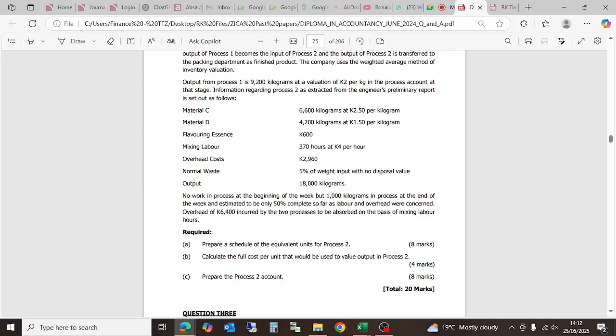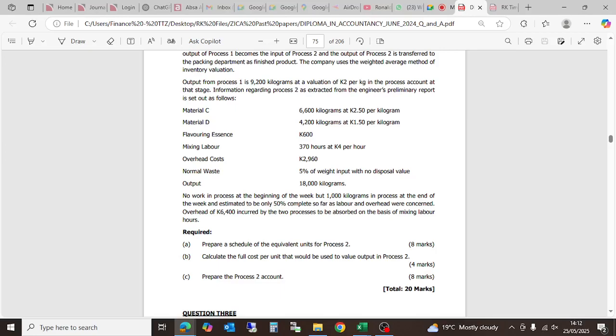And then, so far as labor and overhead were concerned, overhead of 6,400 incurred by the two processes is to be absorbed on the basis of mixing labor hours. So we're going to absorb the overhead of 6,400 incurred by two processes on the basis of mixing labor hours.